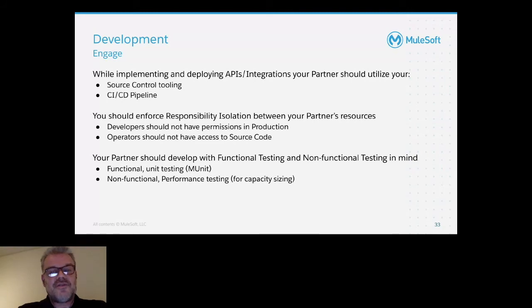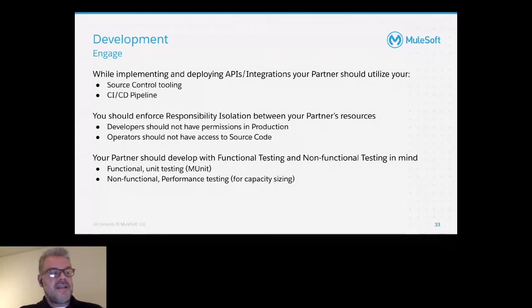You want to have specific resources within your partner that have responsibilities for specific parts. You don't want developers to have permission in production to start or stop APIs, and you don't want to have operators that have access to source code. That needs to be isolated from each other, and even though you're engaging with a partner, those roles need to be clearly defined and clearly secured, so that there is no one that can write code and put it into production. Especially in the financial world, that is unacceptable.